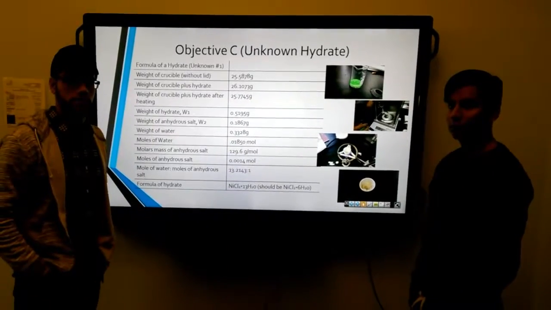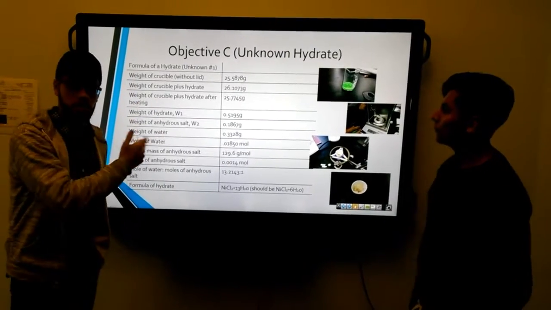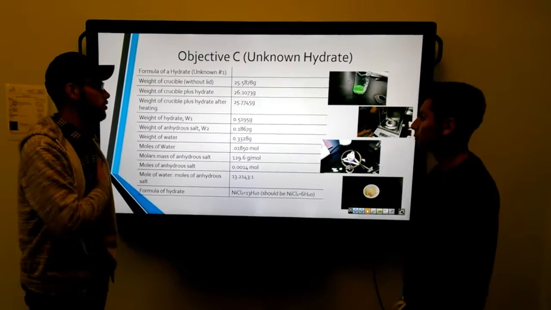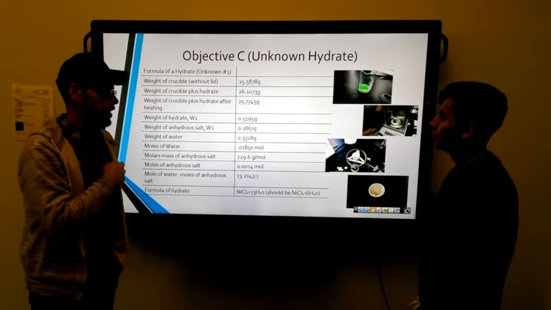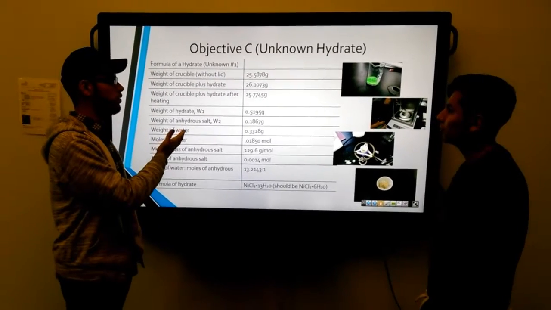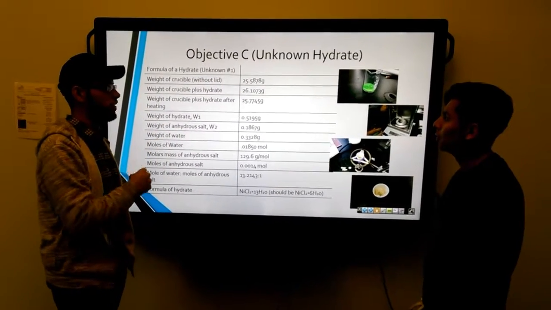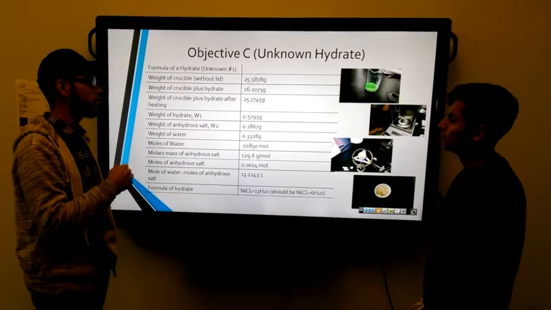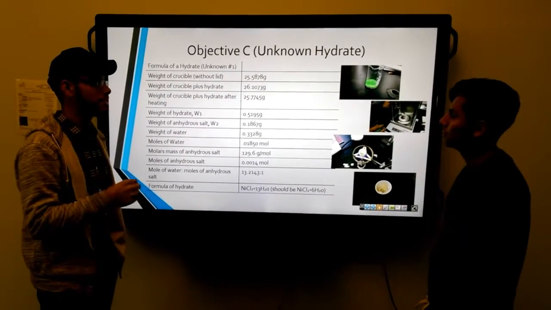Okay? So for objective C of our experiment, we were given unknown number 1 for the hydrate. The weight of the crucible without the lid was 25.58 grams. The weight of the crucible plus the hydrate inside was 26.10 grams.